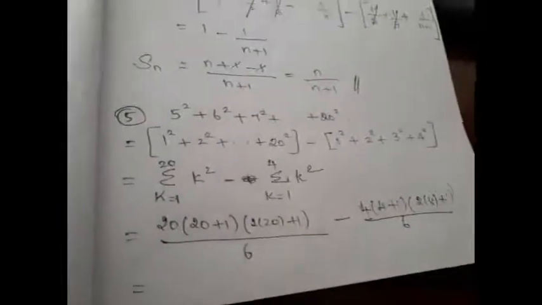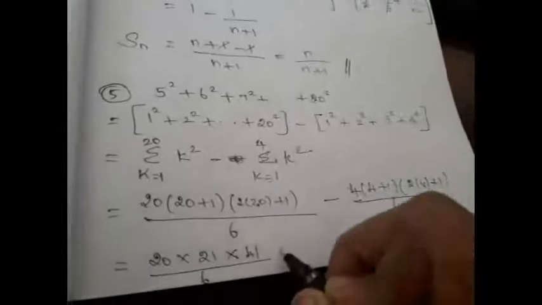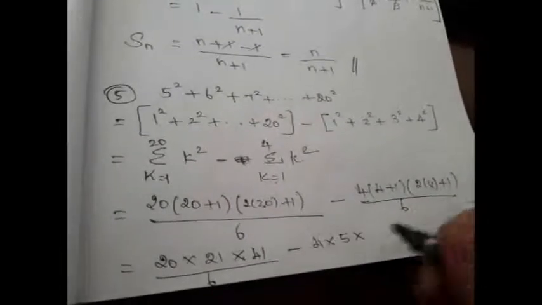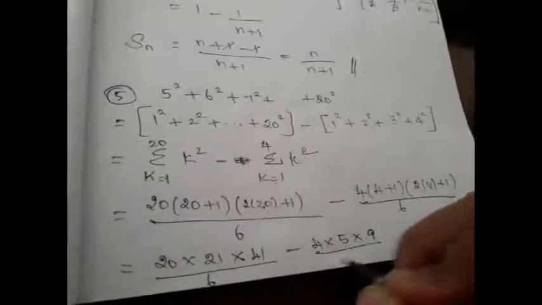Right? Now simplify this. This is going to be 20 into 21 into 2 into 20 is 40, so 41, divided by 6, minus 4 into 5 into 2 fours are 8 plus 1, 9, divided by 6. Now we need to simplify this. So the next step is you need to simplify. I didn't cancel because I kept the denominator the same so that it will be easy for our calculation part.